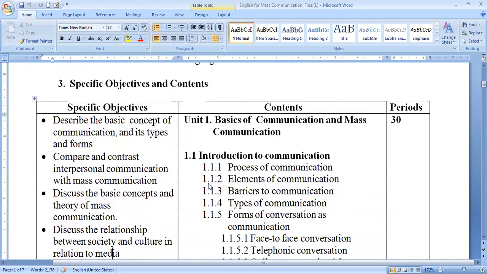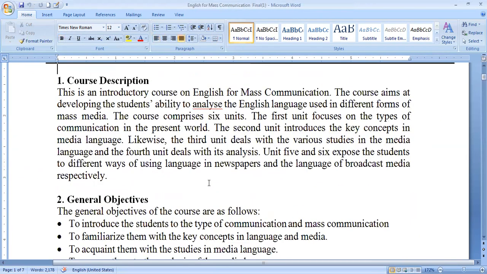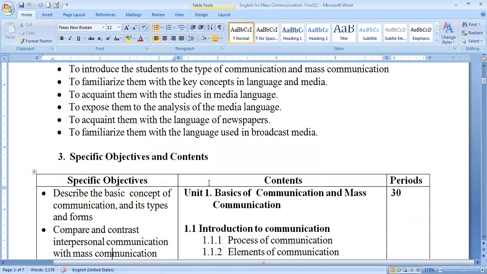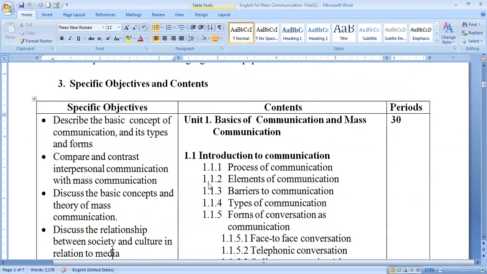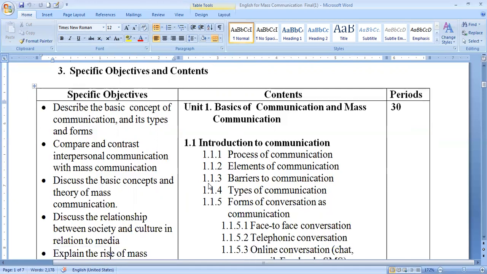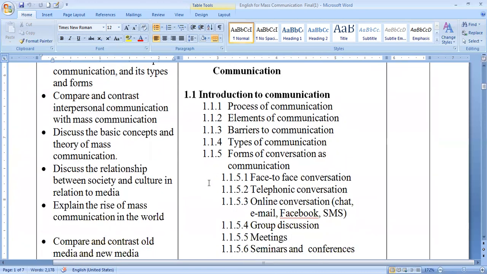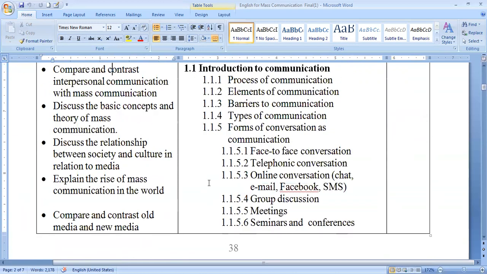So now let's discuss the content of this subject, English for Mass Communication. The first unit is about the basics of communication and mass communication. In this unit, students have to learn about various concepts of communication and its types and forms. Under Unit 1, students have to learn about introduction to communication, the process of communication and elements of communication, barriers to communication, types of communication, and various forms of communication: face-to-face conversation, telephonic conversation, online conversation, that is chat, email, Facebook, SMS (short message service), group discussion, meetings, seminars, and conference.